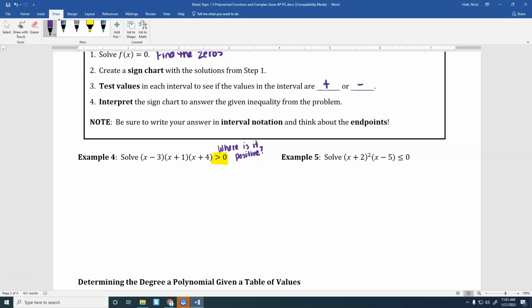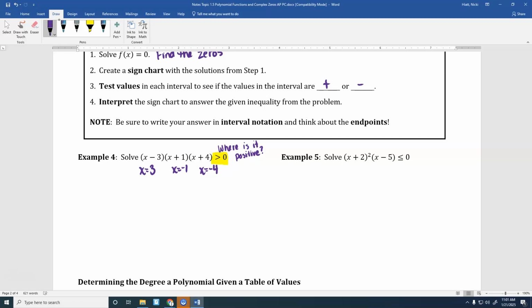Now, if you had some crazy piecewise function, it could jump from down here up here. But that's not what we're talking about in this unit. We're talking about polynomials, and they are continuous. So to go from negative to positive or positive to negative, you got to cross 0. So x equals 3, x equals negative 1, and x equals negative 4 would be your zeros for this function.